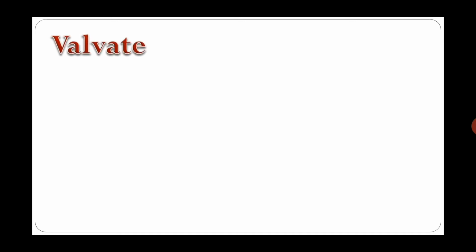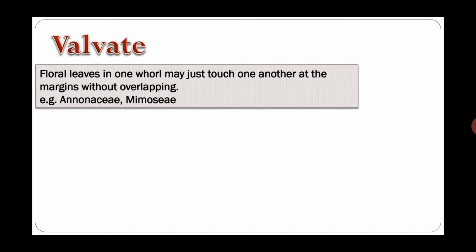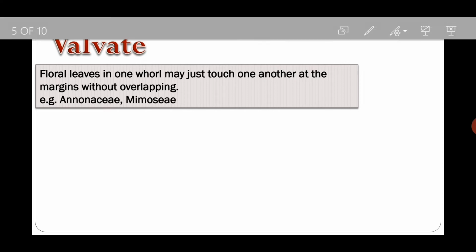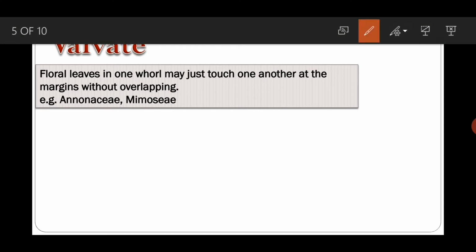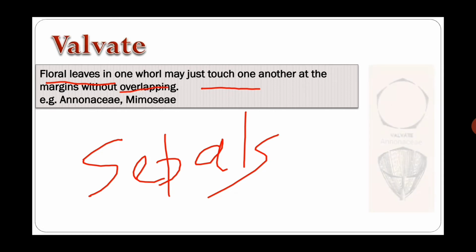First one is valvate estivation. In valvate estivation, floral leaves in one whorl may just touch one another at the margins without overlapping. Here the term floral leaves means sepals or petals. So floral leaves may just touch one another. In this valvate estivation, they are just touching one another and there is no overlapping.